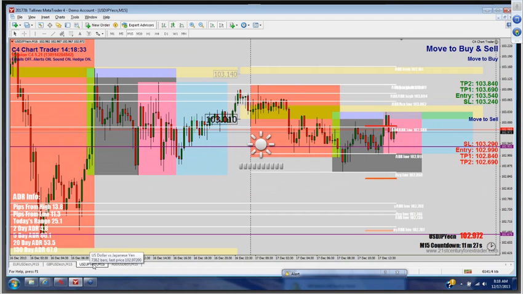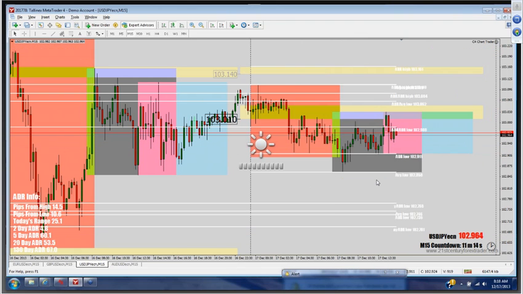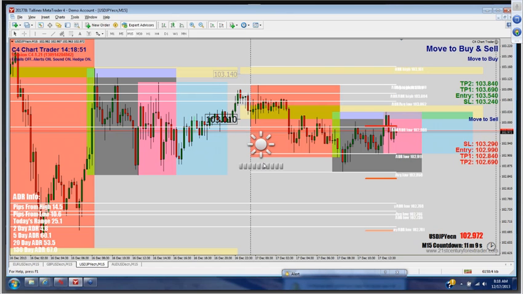We'll do it one more time and see what we can find. Let's do the U.S. yen. And we'll apply the template again just to get a fresh template here. And the U.S. yen is currently trading at 102.96.